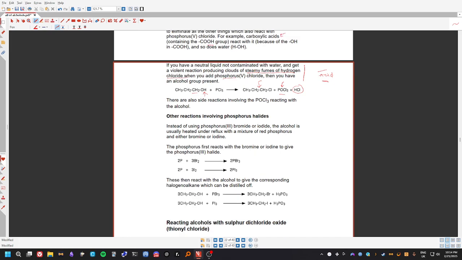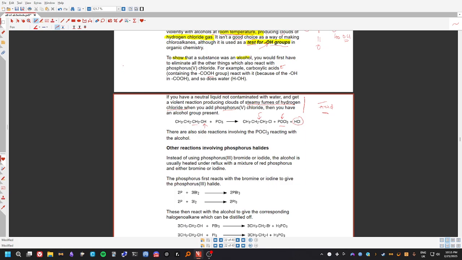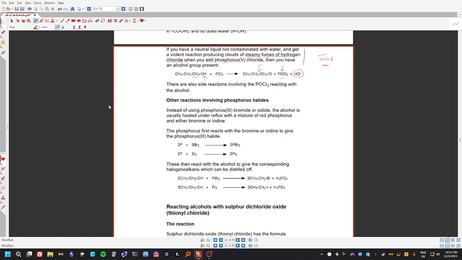So now you have your other reactions involving phosphorus halides. Of course, we're always starting with PCl5, which is a phosphorus halide, and in the previous one, PCl3. Instead of using phosphorus III bromide or iodide, for the previous ones we used chloride alongside your phosphorus. Now, if you wanted to do it with the iodide or bromide as you go down the group, then you would have to use a different one.